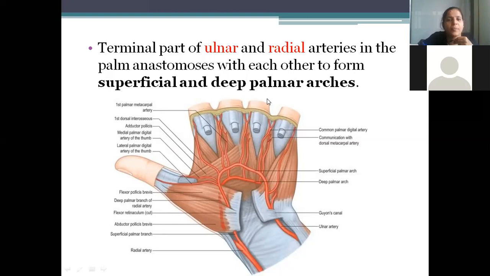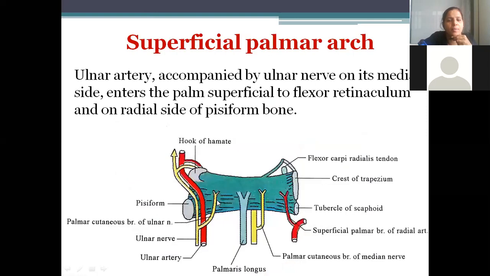Now, what is the name of the topic? Superficial and deep palmar arches. So how are they formed? See, this is the radial artery and this is the ulnar artery. The terminal parts of the ulnar artery and radial artery join to form these superficial and deep palmar arches. Now, what is this green area? Flexor retinaculum.